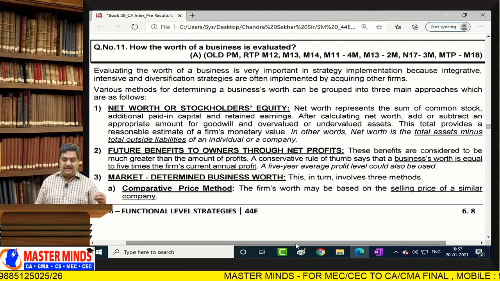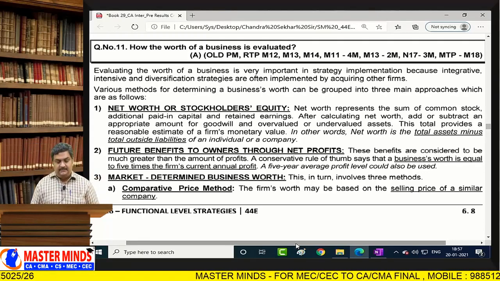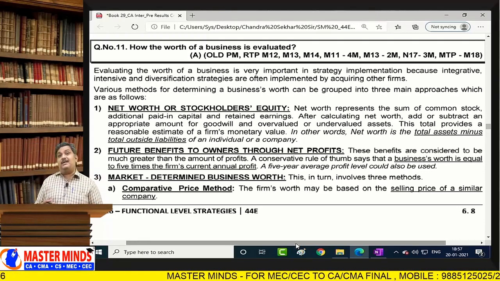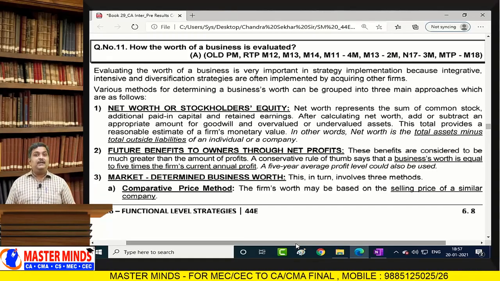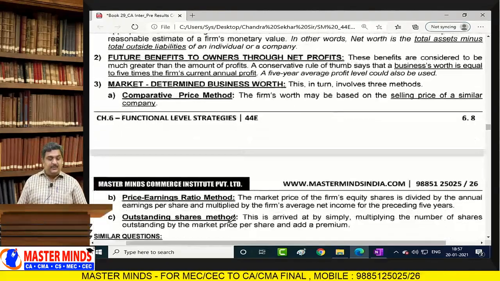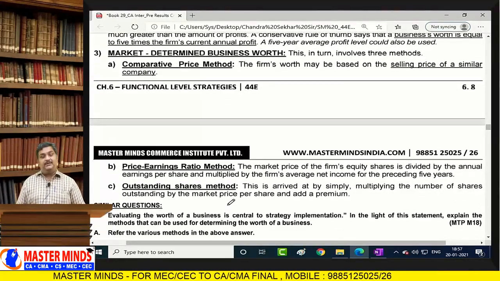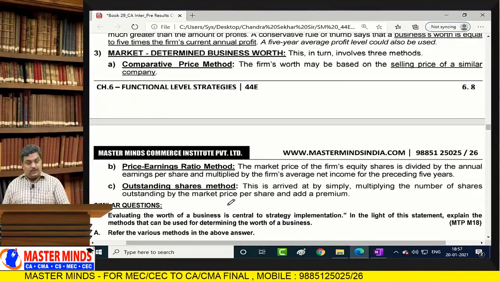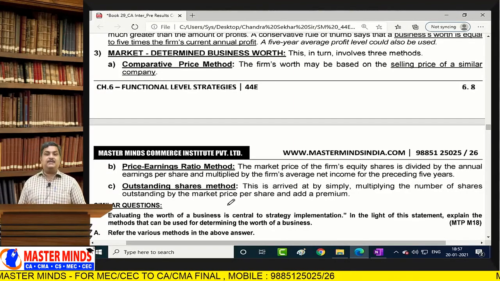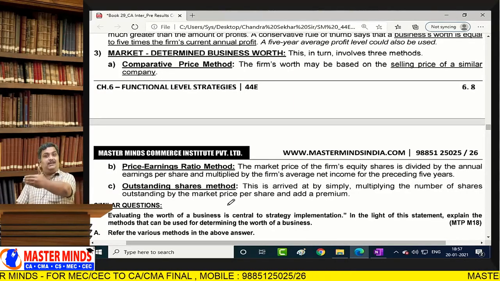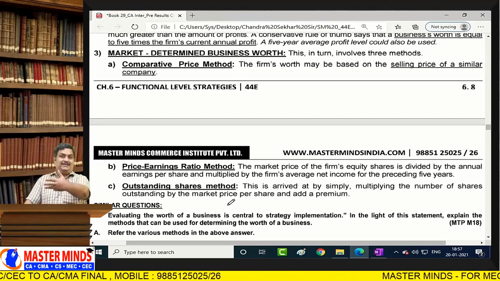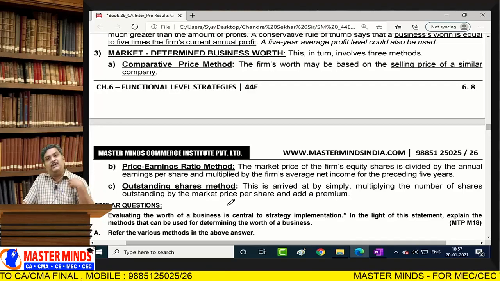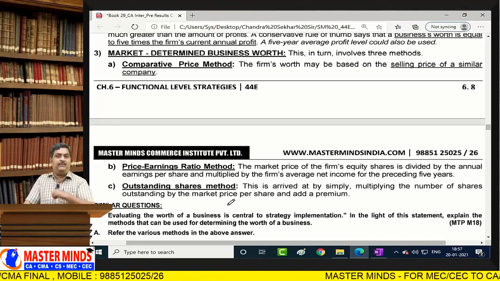And the third one is market determined business worth. This is one method, and in this again we can have 3 different sub methods. We can have a comparative price method, which may not be very accurate. Comparative price method means we find out the selling price of another company, and we are also a similar company like that. So that company's worth is some X, then automatically our worth also will be the same. In that way we will find out.